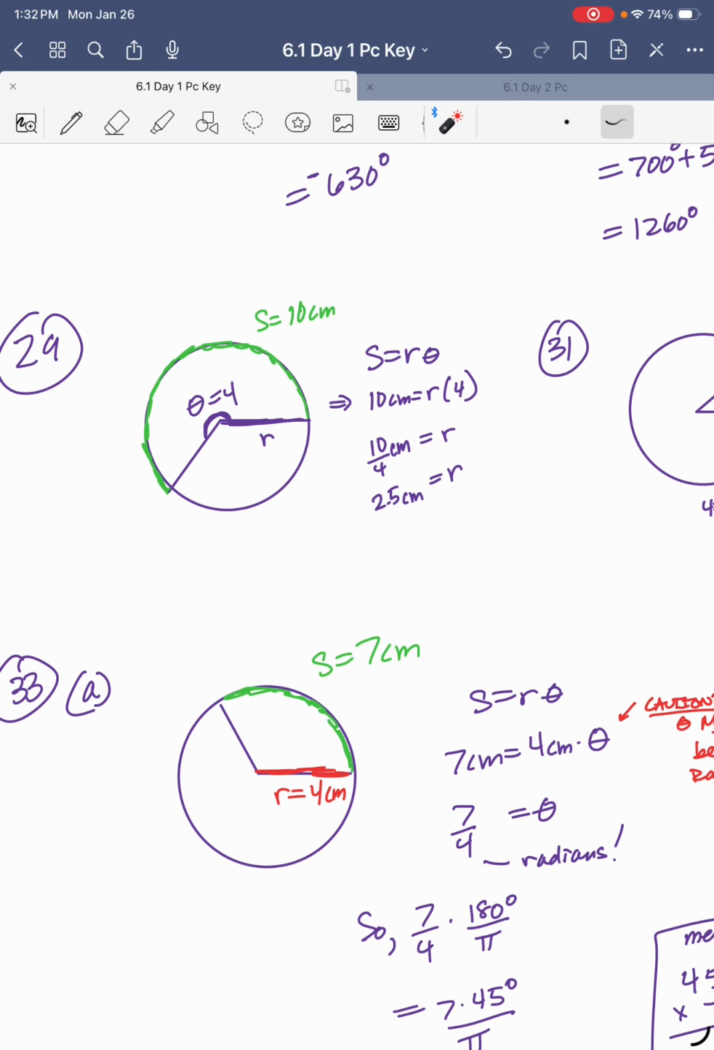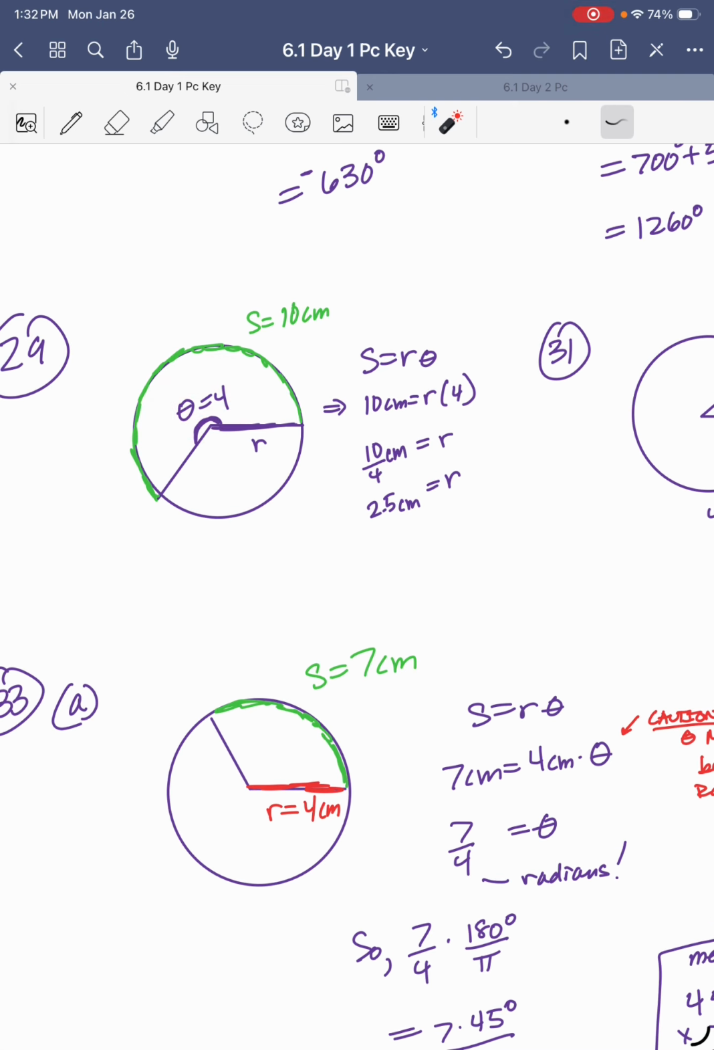All right, so in this question on 29, it looks like they gave us an angle of 4 radians, which opens up like this, because we remember that about 3 radians is half a circle. So 4 radians is going to be more than 180 degrees, so it should look something like that.